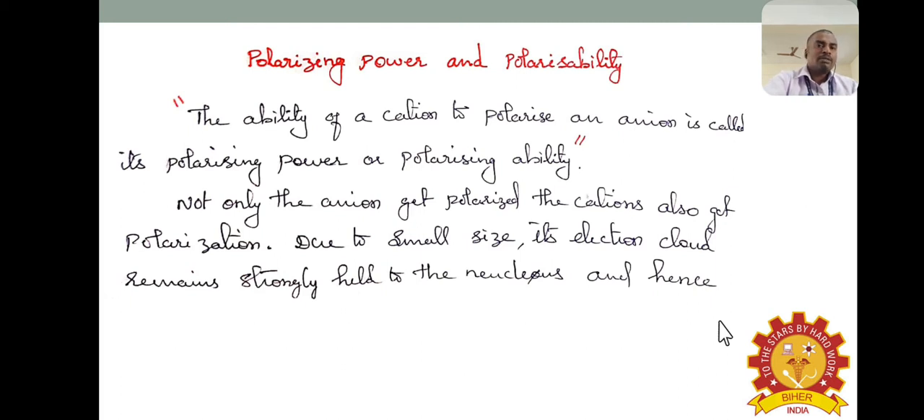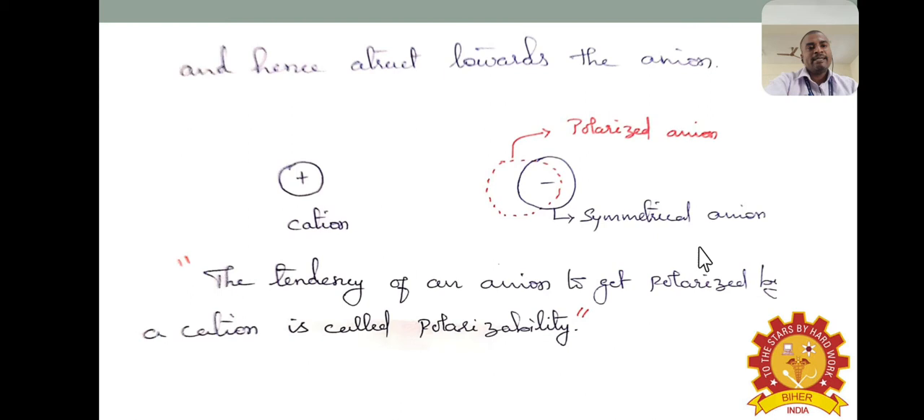Next we are going to talk about polarizing power and polarizability. Polarization is nothing but separation of charge. The ability of a cation to polarize an anion is called its polarizing power. Not only does the anion get polarized, the cations also get polarized. Due to its small size, its electron cloud remains strongly held to the nucleus and hence attracts towards the anion.